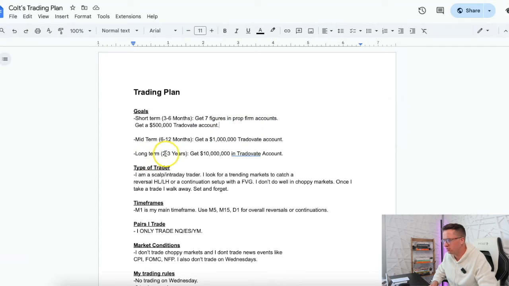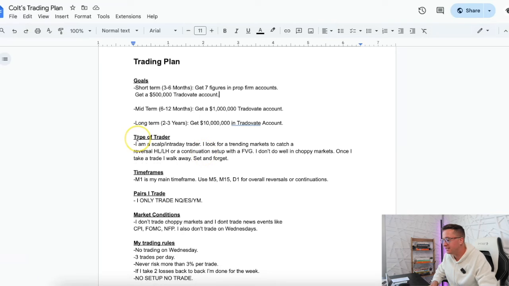Long-term goal, these are like 2 to 3 year goals. That's to get $10 million in my Trade-A account. So that's just growing my account from where it's at now to $500,000, then to $1 million, then $10 million. And those are like my main goals that I'm focused on within my trading account.